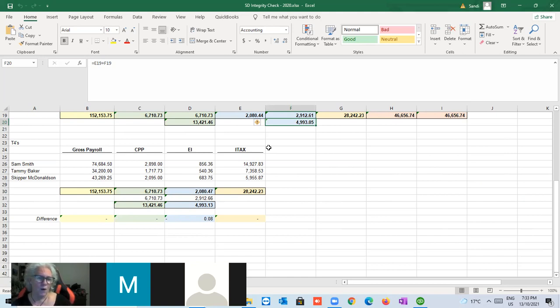So my rule still is my rule. T4s are prepared before January 15th. You don't have to give them out to the employees. You can still wait to the end of January or into February if you wish, but they're prepared, and the T4 summary and the PD7As are reconciled before the last remittance due from December. So at the 15th, or if you're on an accelerated schedule, the 10th and the 25th.